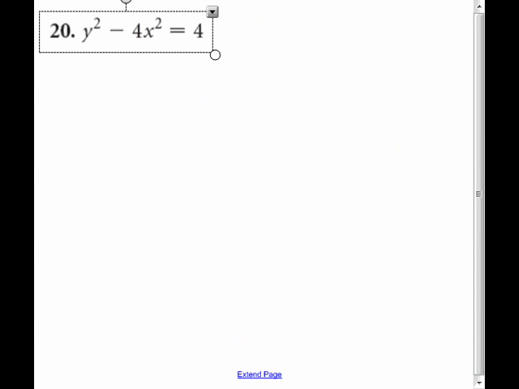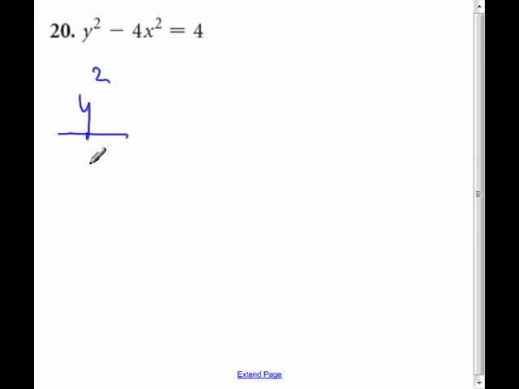Here's another question. So I have y squared minus 4x squared is equal to 4. Of course I'm going to divide by 4 so that I have 1 on that side. So 4 divided by 4 would be 1, is equal to 4 divided by 4 is 1. So now I have the equation in the right format. Well, I don't have anything under here. I guess if I don't have anything, I could just write over 1.